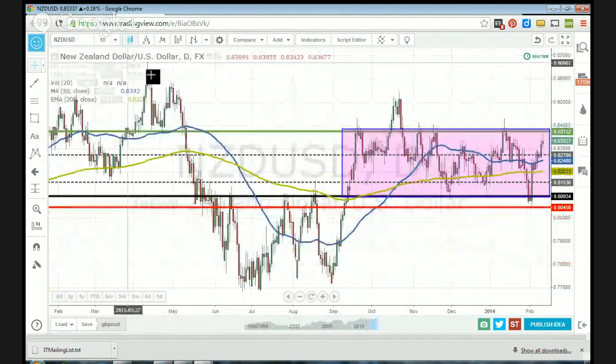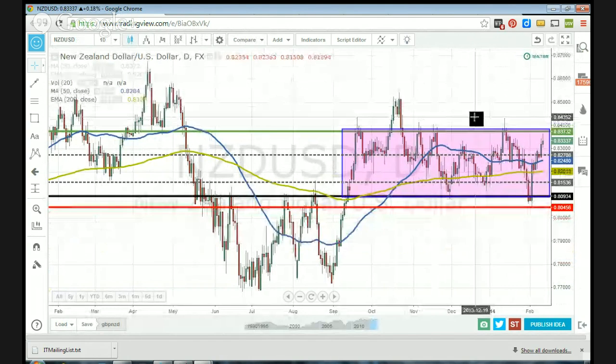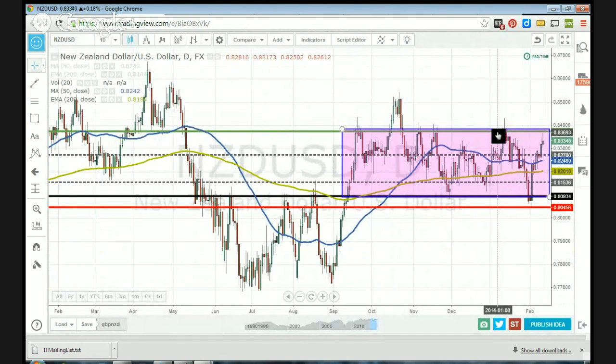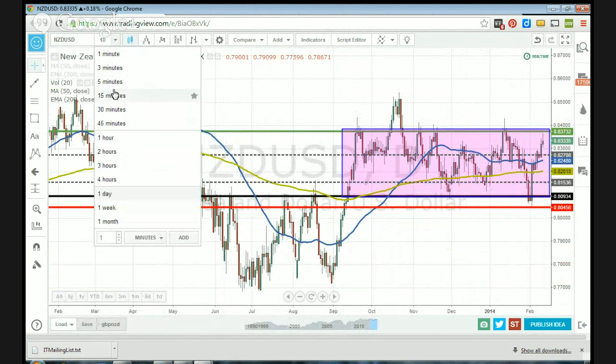Okay, so we are getting real close to the target profit here. We are now about 40 pips away from this green line. We were even closer at one point. It really came close. So the target profit is the green line. Let's take a look at the hourly chart.